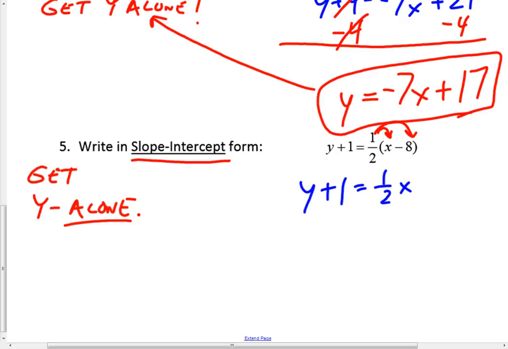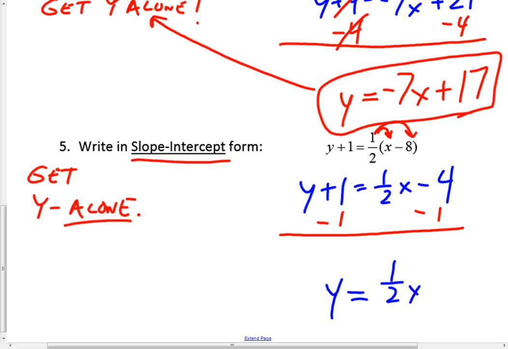What's 1/2 of the negative 8? Negative 4. Some of you are trying to multiply by 2 and getting rid of the fraction. You're making it more difficult. We don't mind the fractions for this one. It's okay. This is your job. Get the y by itself. -1. We've got 1/2 x. What is -4 minus 1? -5. Done.